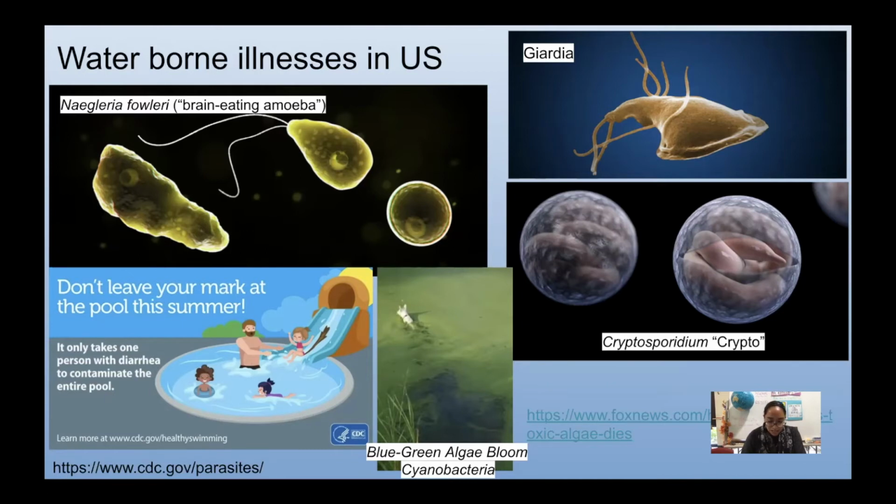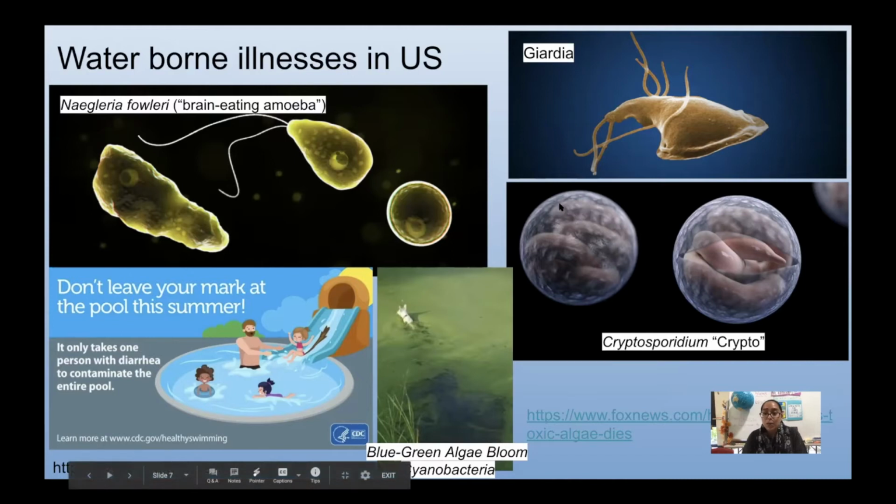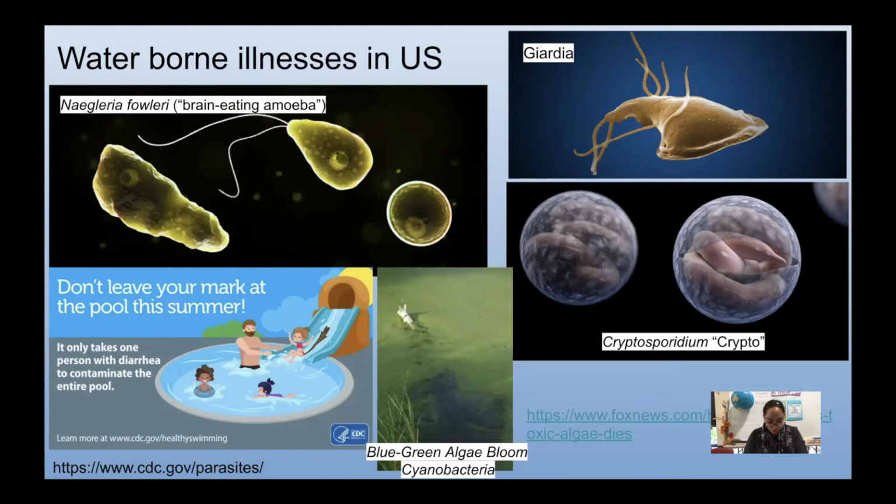And in fact, there was a case of an Austin child this past summer that actually passed away from it. So within the last 10 years, there have been 34 infections of that brain-eating amoeba. And then Giardia and Cryptosporidium, also known as crypto, those are actually very common here in the US as well. And those are spread through contaminated feces.